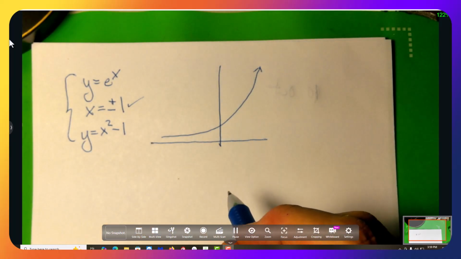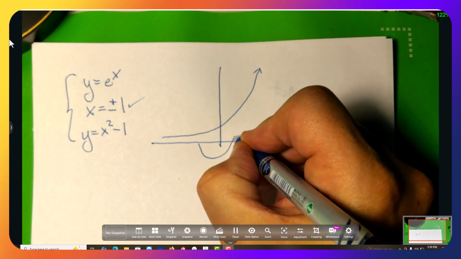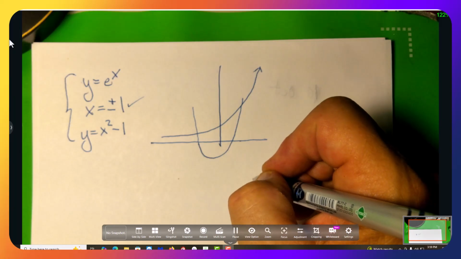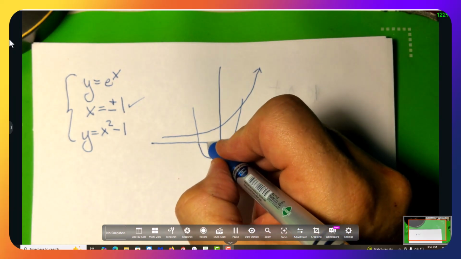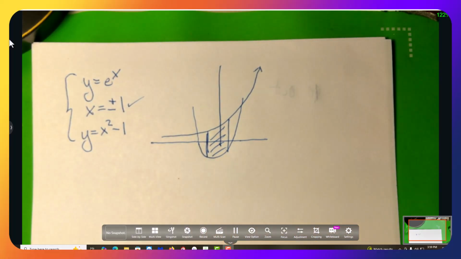And then a parabola, y equals x squared minus 1. So you should remember, it looks something like this. And x equals 1 and minus 1. So my region is right here.